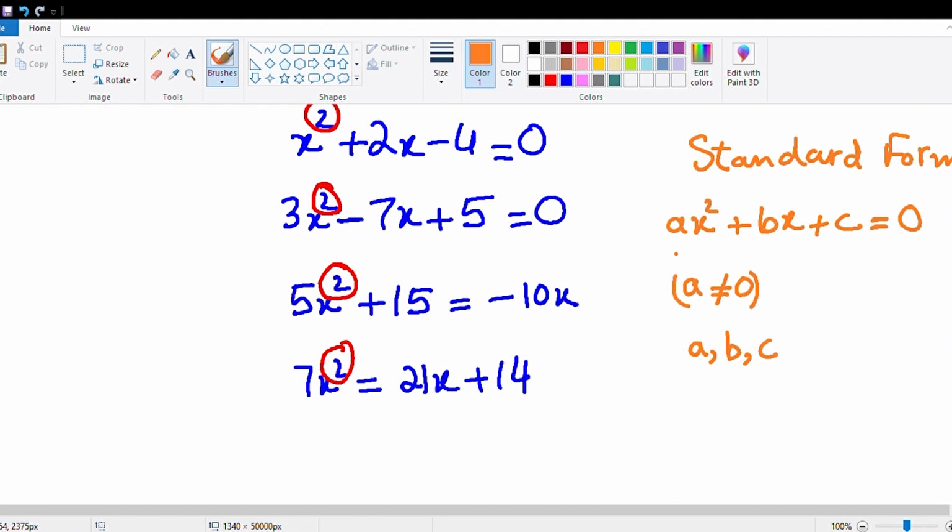Because imagine if a was equal to 0, what would happen? The x squared term would be 0. And if the x squared term was 0, then there would be no quadratic equation, right? Because there's no variable with a square. So a cannot be 0, okay, guys? Next we have a, b, and c. A, b, and c are real numbers. And that's the standard form.